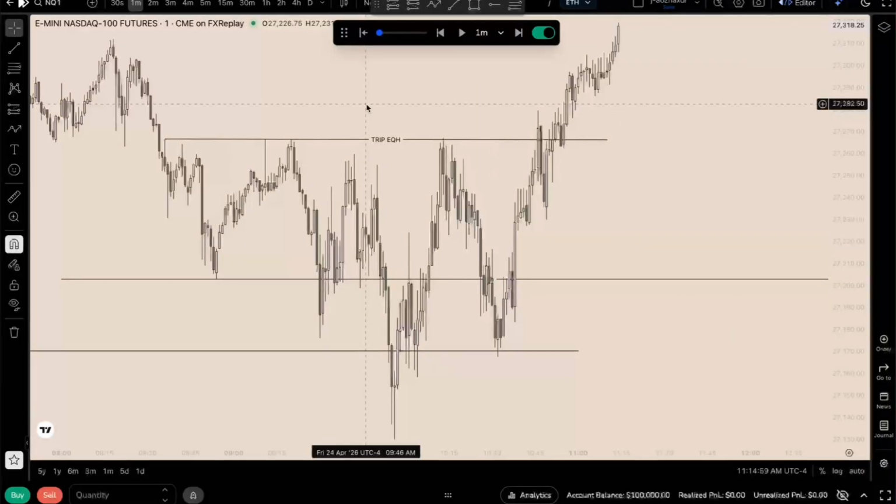But overall, this week has been really slow. But I did end up taking enough trades to help my frequency and stuff.